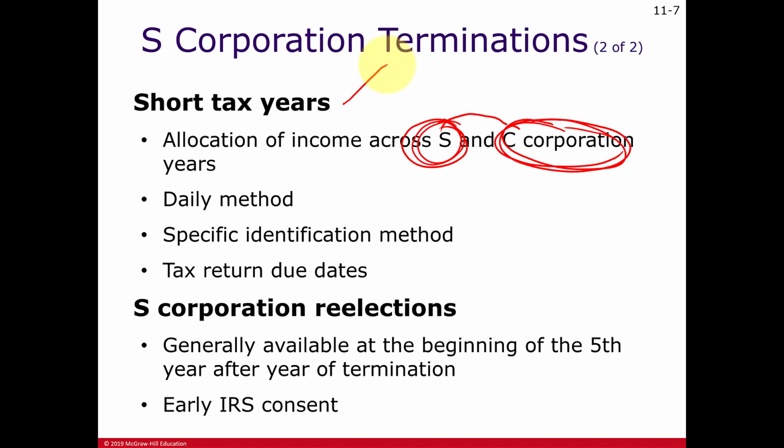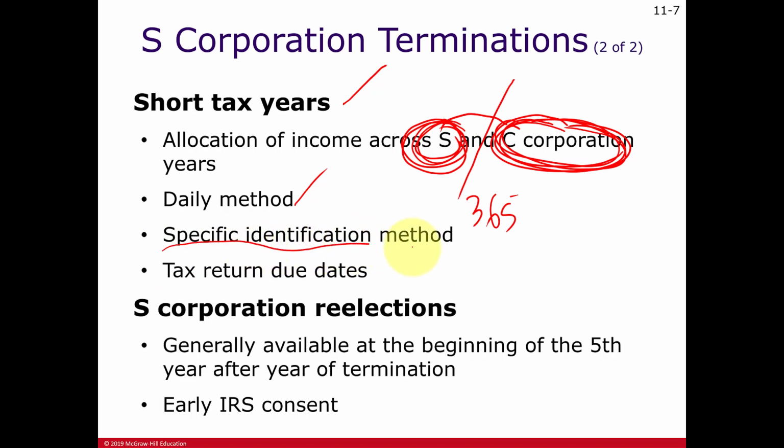How do we allocate income between the S and the C corporation? If you're looking at a whole 12-month period, you may need to divide that 12 months between the C type and the S type. And here it says you can use a daily method. We'll look at the number of days in a year, 365, and how much of that falls within the C type and how much falls within the S type. And you just use a fraction and divide up the income and expenses between the two based upon the number of days.